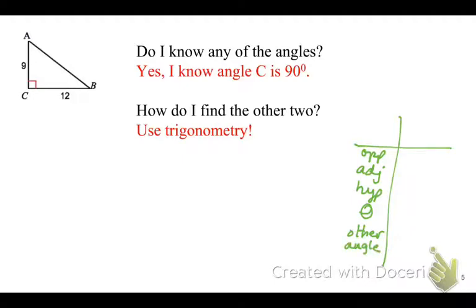So my opposite, again, this is theta, is 9. My adjacent is 12. My hypotenuse is 15. So now we've got to figure out theta. As you know from last week, you find theta using good old trigonometry. And again, we're going to use SOHCAHTOA. So let's remind ourselves what SOHCAHTOA is.